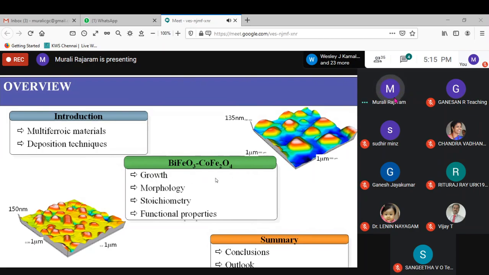and how the morphology is affected when we change the growth parameters, and why the stoichiometry of these compounds is important. I'm going to present some of the functional properties which we have measured, and then summarize and give you some outlook on the vertically aligned nanostructures, how they can be improved, and what else can be done.